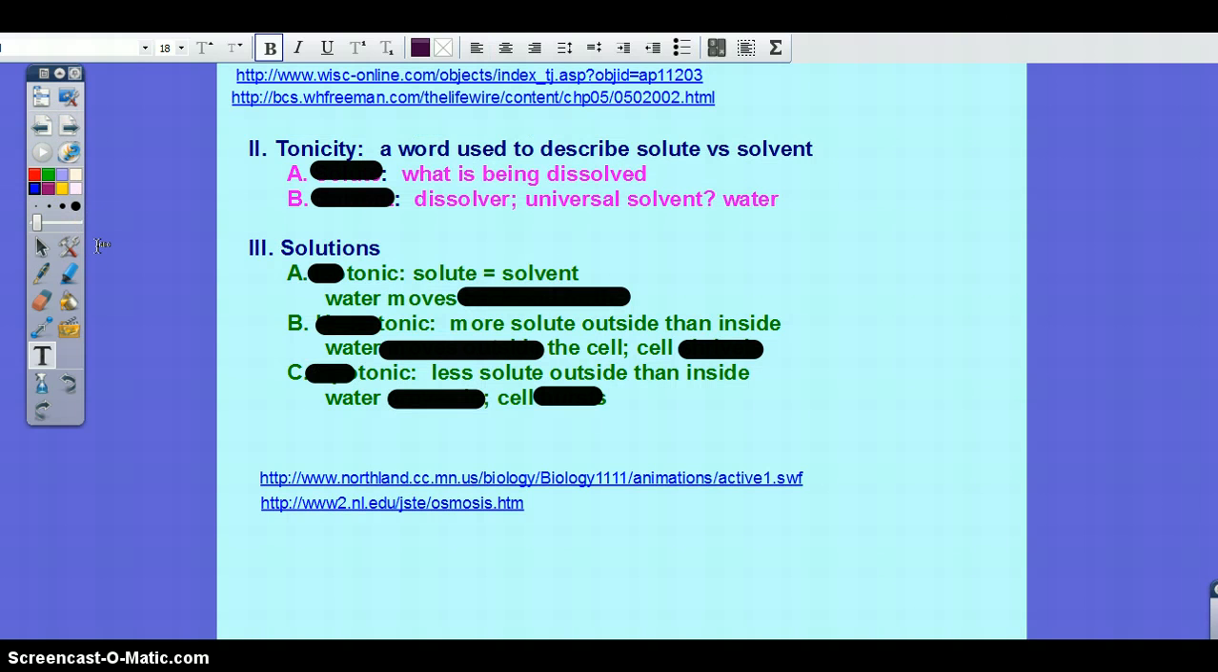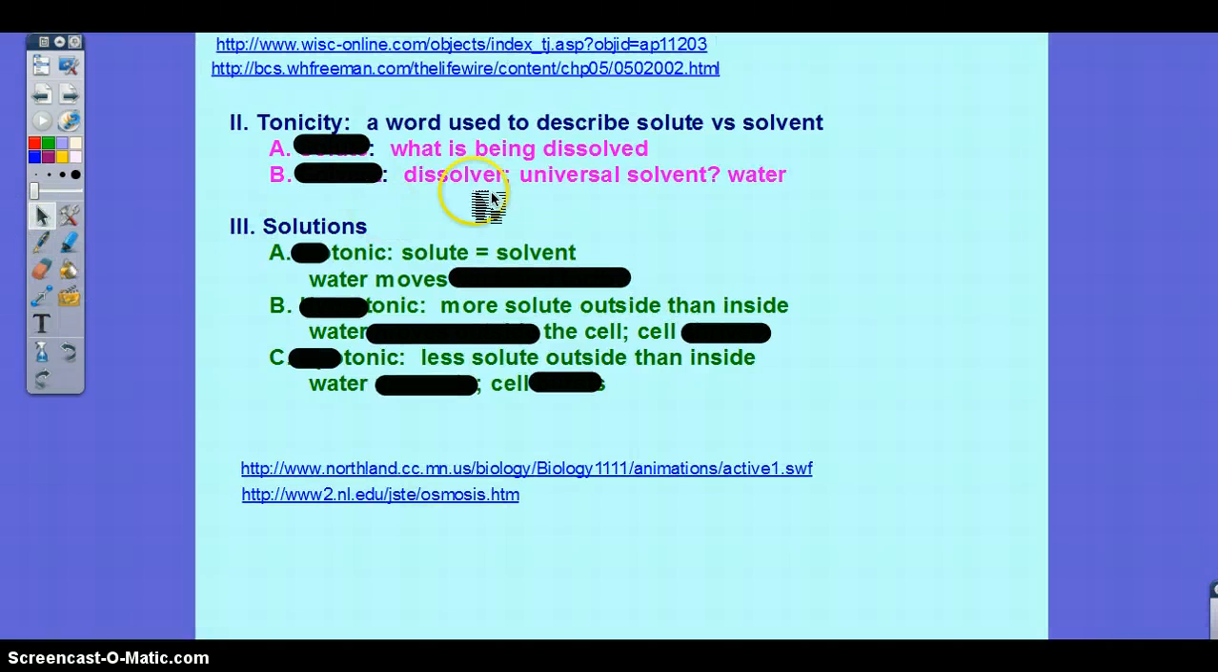When you look at molecules and their transport, you're going to look at the tonicity of the environment. And basically what you do is you are going to compare the solute to solvent concentrations. We know that water is the universal solvent, so every molecule other than water is going to be considered the solute. Or in better terms, the solvent is the dissolver and the solute is what's being dissolved.